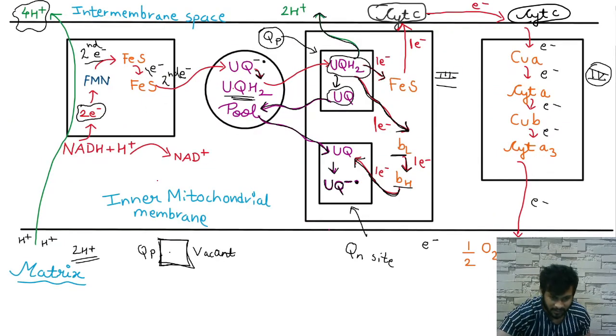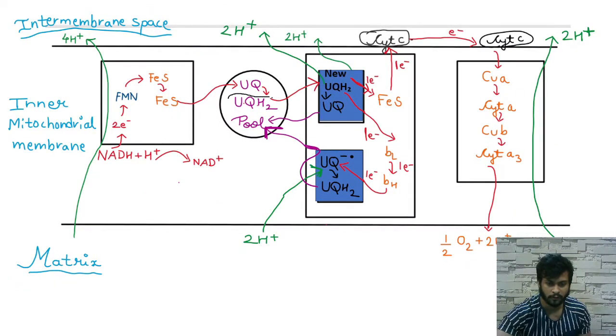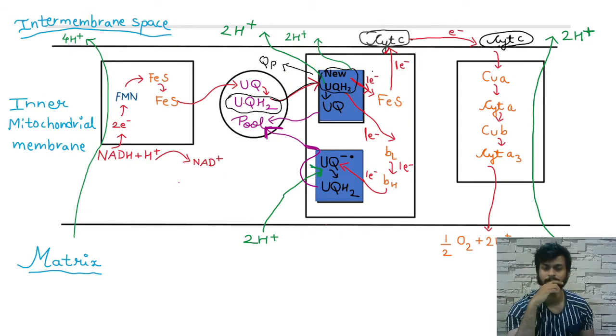So as this QP site was vacant, a fresh molecule, or second molecule, of UQH2 will come out of the pool again, and it will bind with the QP site. This is the QP site in complex number 3. Again the same story will continue. It will again lose 2 protons and 2 electrons. First electron will pass through FES, second electron will take this route and will get accepted by bL.